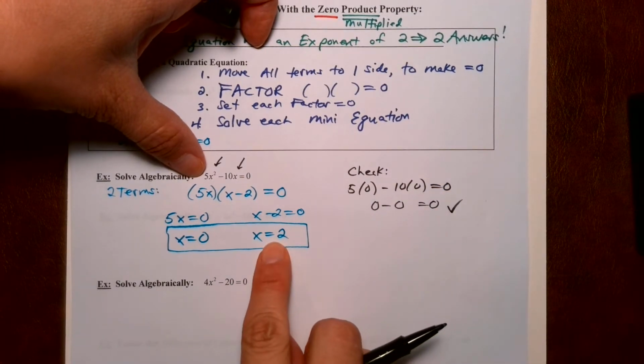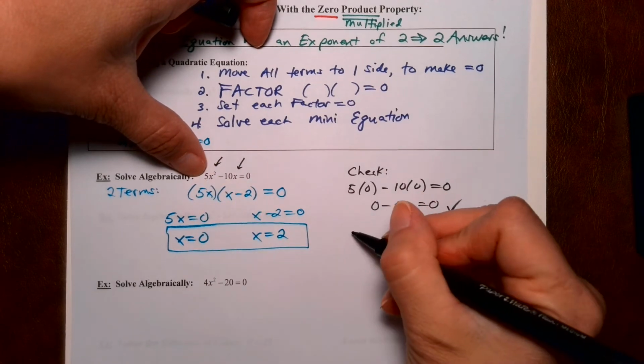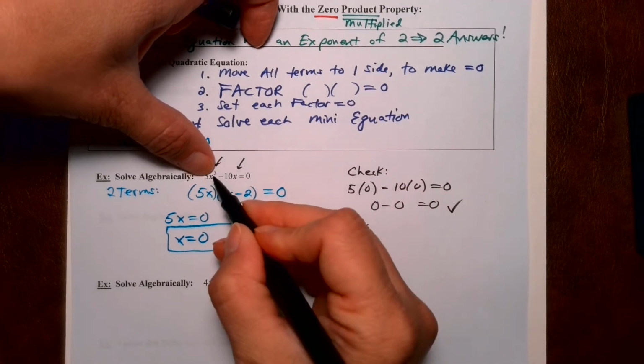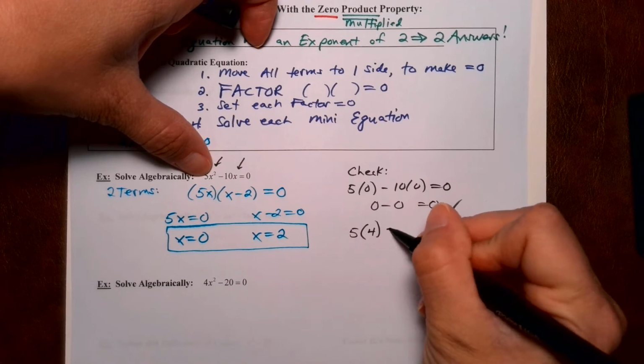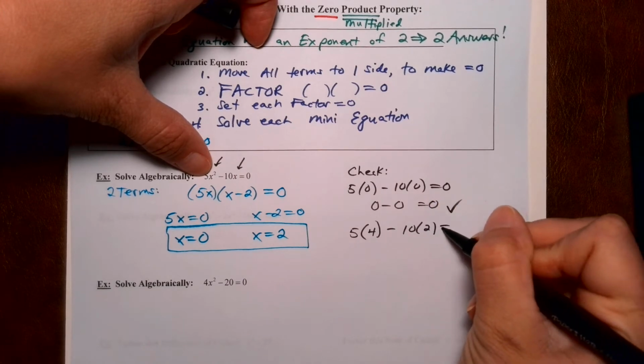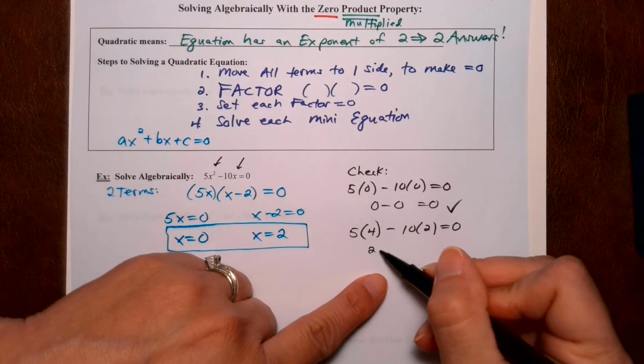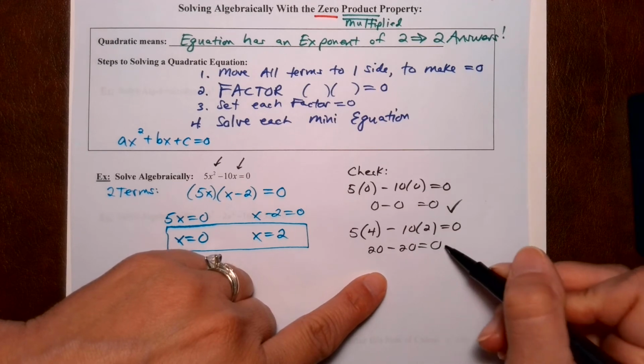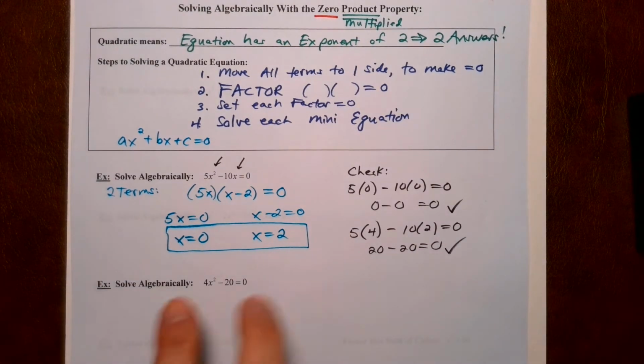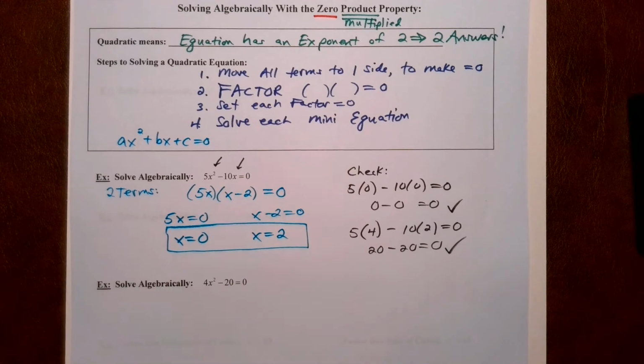I think the other answer is 2. So let's plug 2 in. 5 times 2 squared is 4, minus 10 times 2. Does that make 0? Let's see, 20 minus 20. Yes, that does make a 0. These are the two answers that solve this equation.